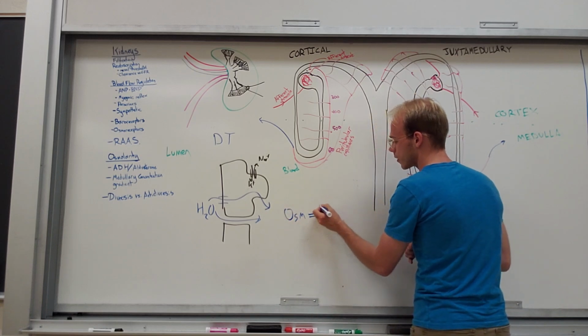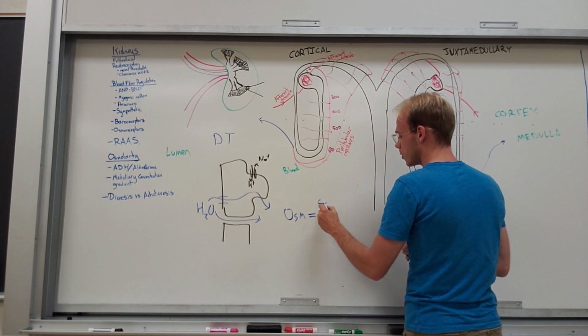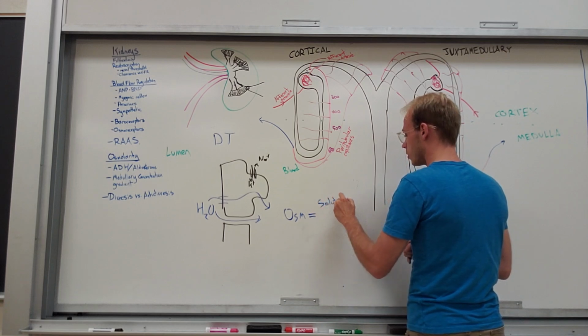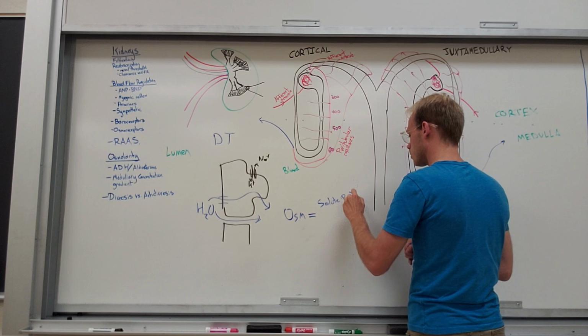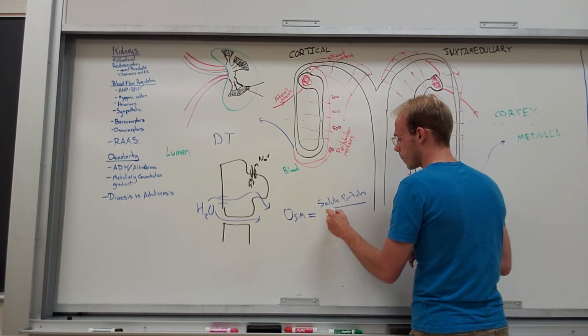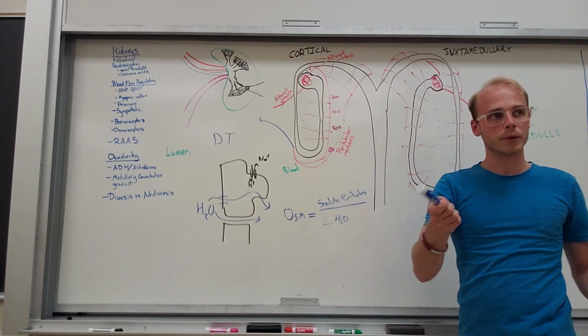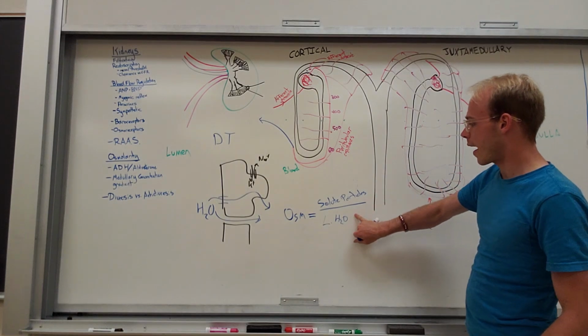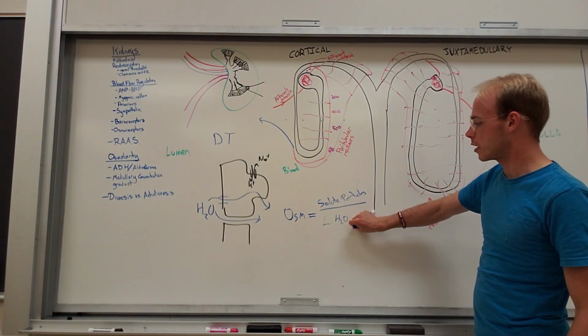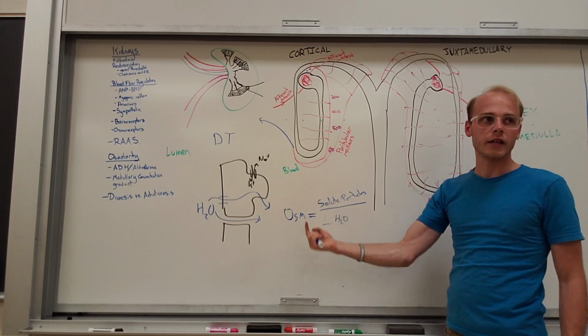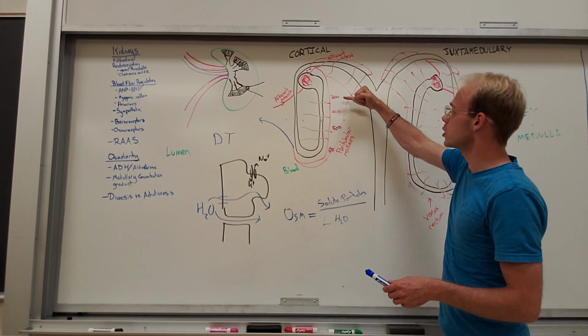Osmolarity is the number of solute particles over liters of H2O. So I think you can appreciate that as we decrease our H2O, our osmolarity increases. And so that's what each of these numbers are.